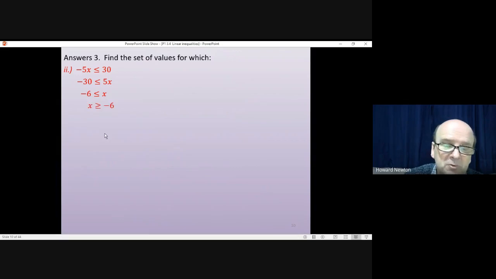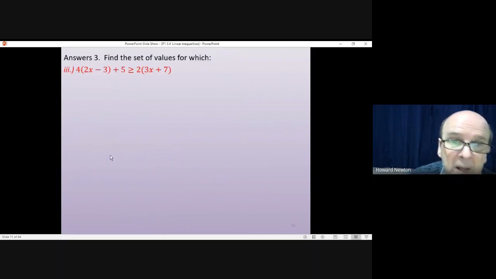It's more normal to write that the other way around. So at some point, I would always rearrange this, just so that the x is on the left-hand side rather than the right-hand side. When you do that, be careful. The sign will have to swap. So that says x is bigger than or equal to minus 6. So does this.